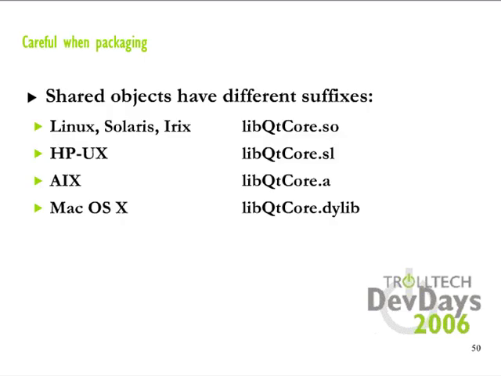Yeah, of course, when you are packaging, when you create this tar.gz, you have to be careful, because on Linux, Solaris, IRIX, you get a file called libqtcore.so. On HP-UX, it's called .sl for shared library. On AIX, it's called .a, no matter whether it's shared or static. They always call their libraries .a. And on macOS 10, okay, you use bundles, but if you choose to do something manually, you have to be careful because they are called dylib.